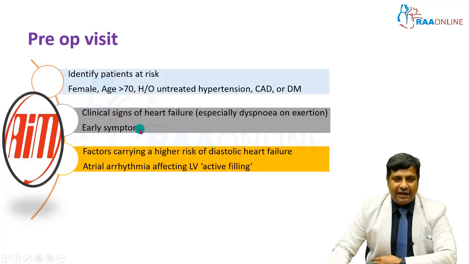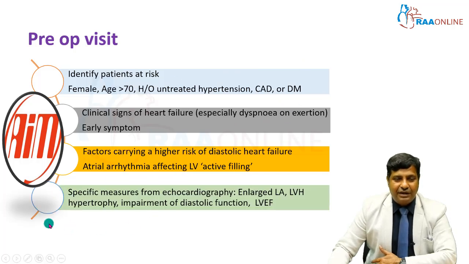Then, among other factors carrying high risk for diastolic heart failure, you have to look for conditions like arrhythmias, especially atrial arrhythmias, which play a major role because these patients are dependent on atrial kick. Finally, once you identify the risk group, it is mandatory to assess these patients for diastolic dysfunction with the help of an echocardiogram, looking for any changes in the morphology of the left atrium or left ventricle, whether there is left ventricular hypertrophy, and how to assess the diastolic function. That is what we are going to discuss in the next few slides, and most importantly their systolic function also.